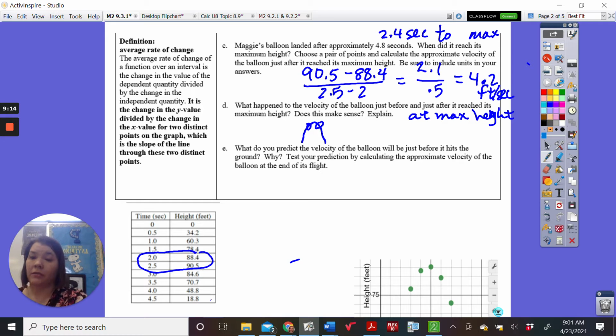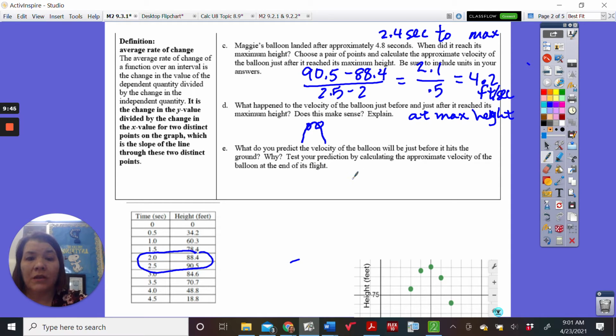Because velocity is speed with direction. So when it's positive, it's going up. And when it's negative, it's coming back down. So if we'd done these two numbers, it would actually be negative because I'd be subtracting. This goes first, that goes second. It would be negative every time. So as it starts to come back down, it becomes negative. Does that make sense? This was just before. If I did just after, I'd get a negative number.